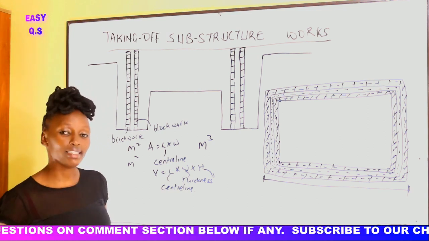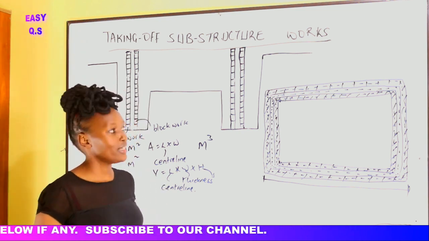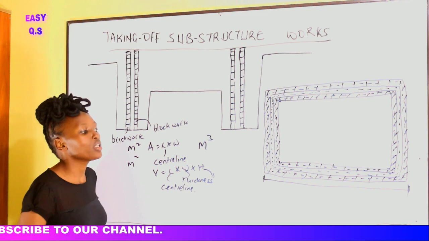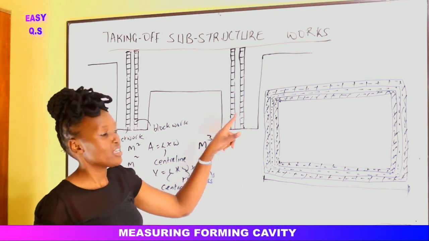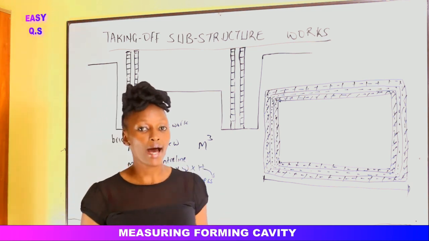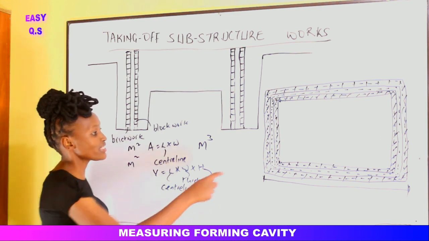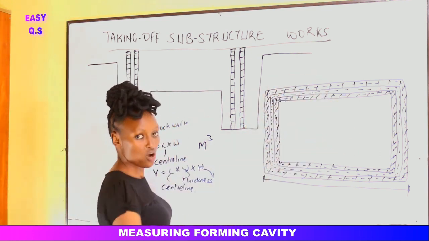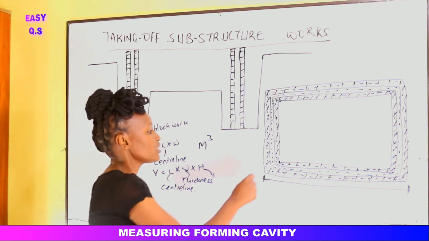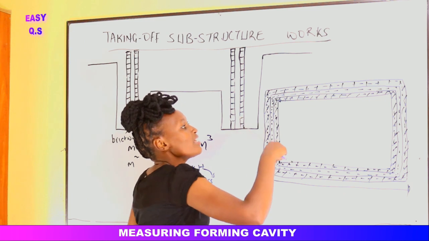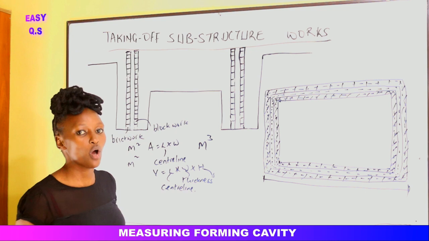Then there is the case where the walls are less than 300 millimeters wide. In case the walls are more than 300 millimeters thick, they could be measured using meters squared. If you're told to measure using meters squared, you just take the center line times the thickness of the wall. But in case they are less than 300, it is in linear meters. So it is the center line for the brickwork, then the center line for the blockwork, so that you can get the total length of the damp-proof course.